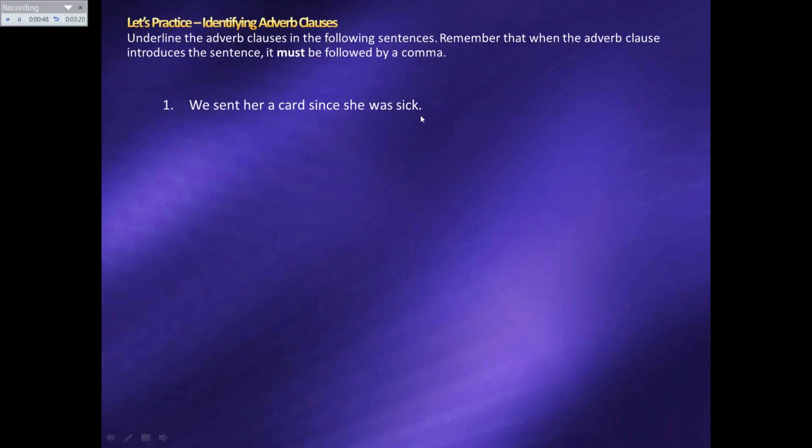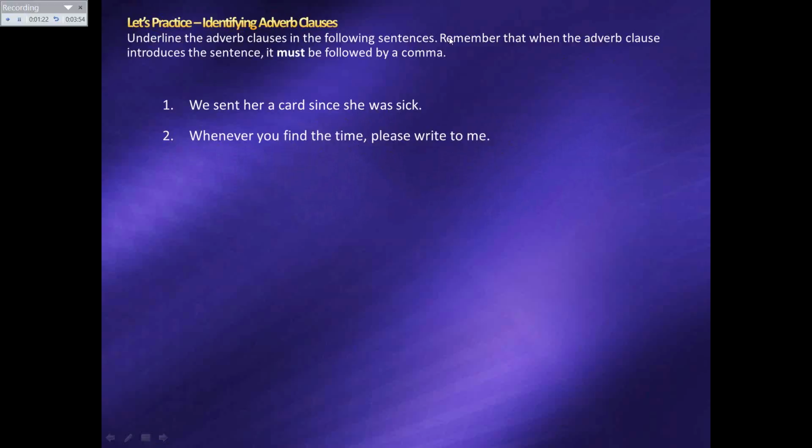You cannot let that stand alone because it would be a fragment. Listen to this. Since she was sick, you see, that's not a sentence. The subordinate clause has to sit with an independent clause, which is your main sentence. So here our adverb clause sits at the end of the sentence. Here it sits at the beginning, whenever you find the time. And there's the comma. Because if you have an adverb clause, a subordinate clause, that introduces a sentence, you have to have a comma after it.